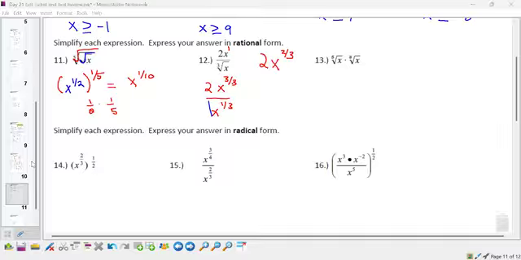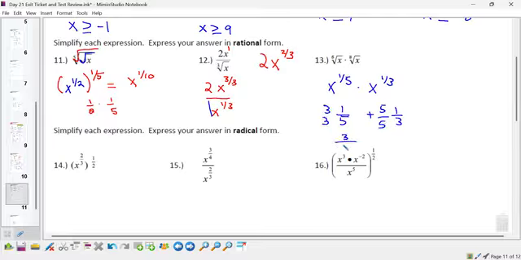All right. Number 13, I have a 5th root. And I have a 3rd root. When I multiply, I need to add the powers. 1/5 plus 1/3. I'm going to create common denominators.